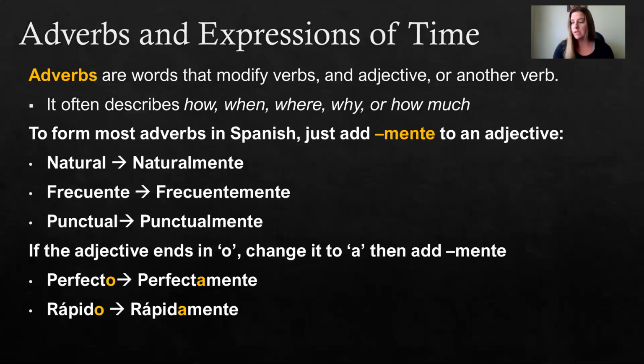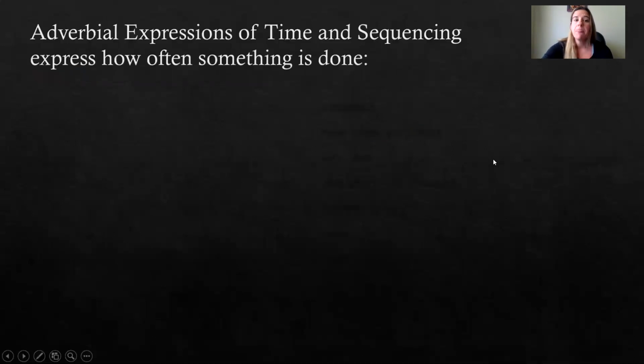And also, I didn't note it here in this slideshow, but if an adjective has an accent on it, like rápido, you keep the accent in the same spot when you form the adverb. Okay, so that's how to form an adverb.